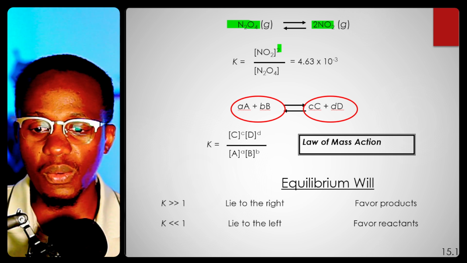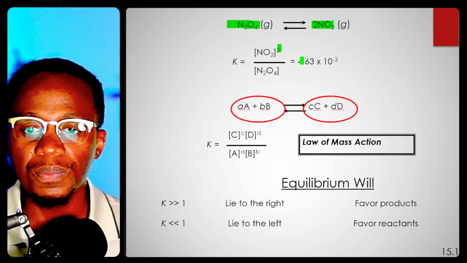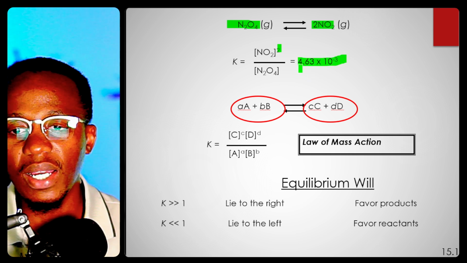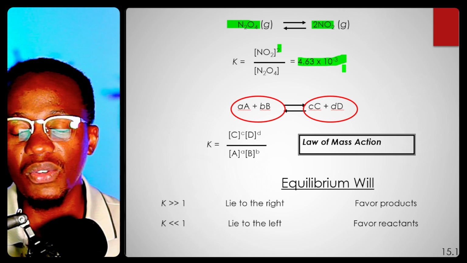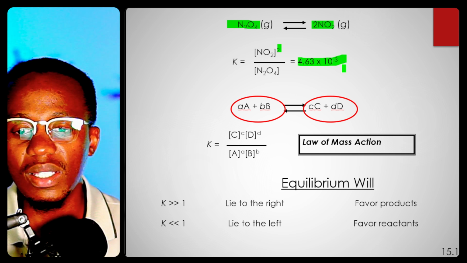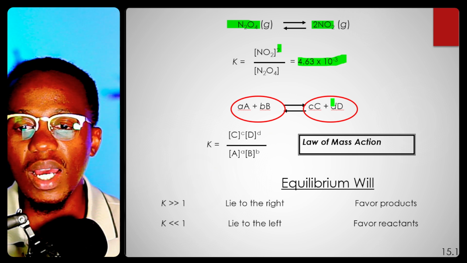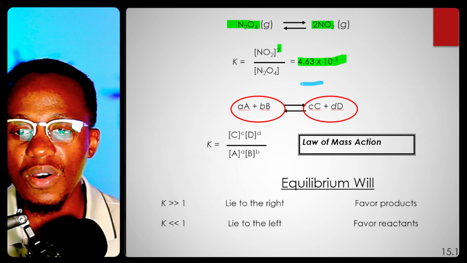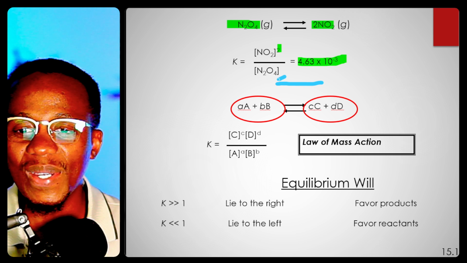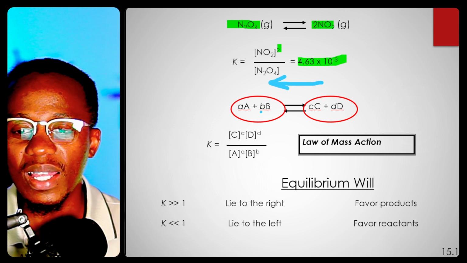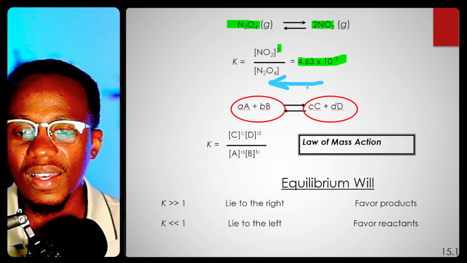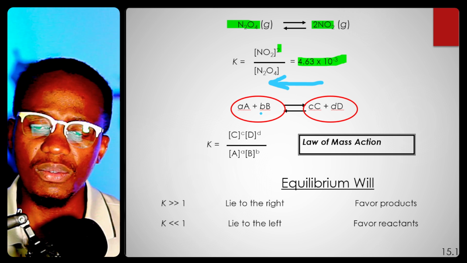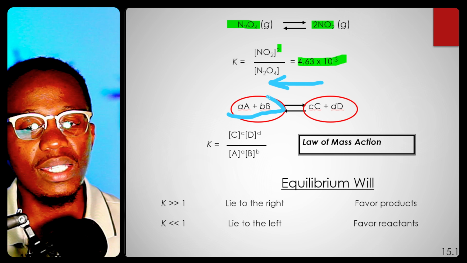So the equilibrium constant of this equation, where do you think it's lying, right? It's 4.63 times 10 to the negative 3. It's under 1. So since it's under 1, that means it lies to the left, right? It means that it's going that way. Rather than going forward, it's going in reverse. And then if I ask you, hey, what is the most prevalent entity in the reaction? You will tell me that it is this, your reactants.